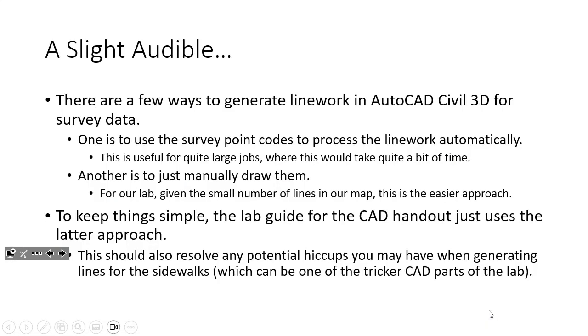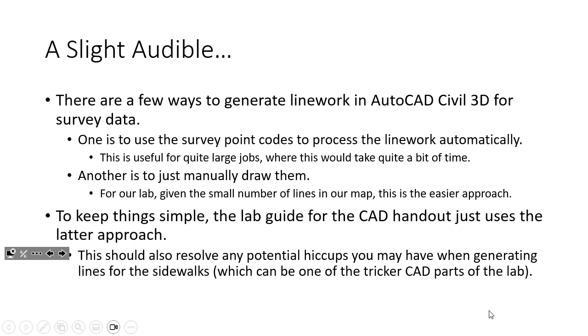I do have one slight audible that I'm going to mention, and the reason why I'm mentioning it is I took a peek at some of the data files, and I think everybody's doing a great job, but I think the sidewalk codes might be a little funky, okay? If you recall, last week, the idea behind coding it as like SWB, SWEC, and all of that is so that AutoCAD will automatically process the line work for the sidewalks. And I'm guessing that might be a little bit of an issue.